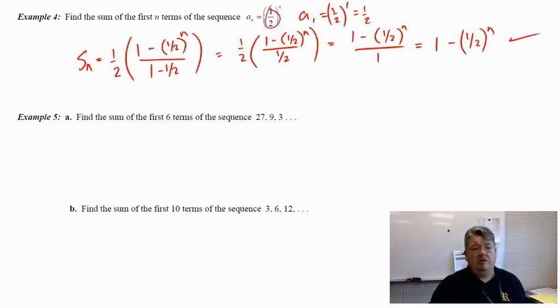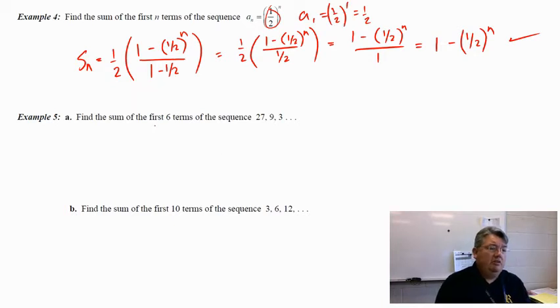But what I've just found is a formula that I could use to find the sum of any n terms. I just have to put in n, of that particular sequence. Cool. Now, I'm not usually going to do this because usually I'm just finding this for one time, and I don't care about finding a generic formula.